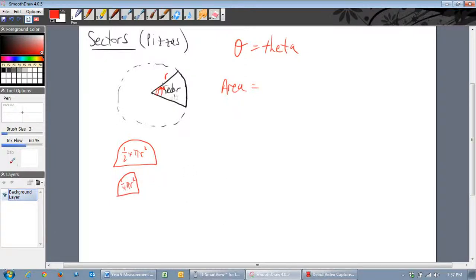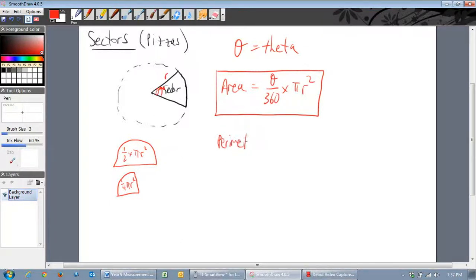Okay, so if you have some sector that has an angle theta there, the fraction of a circle that you'll have is whatever theta is, whatever angle is that, over 360. Because 360 is the amount of degrees all the way around. So this will be the fraction of the circle that you have. So whatever that fraction is, you just times that by pi r squared, and that is your area of a sector. Okay, no problems.